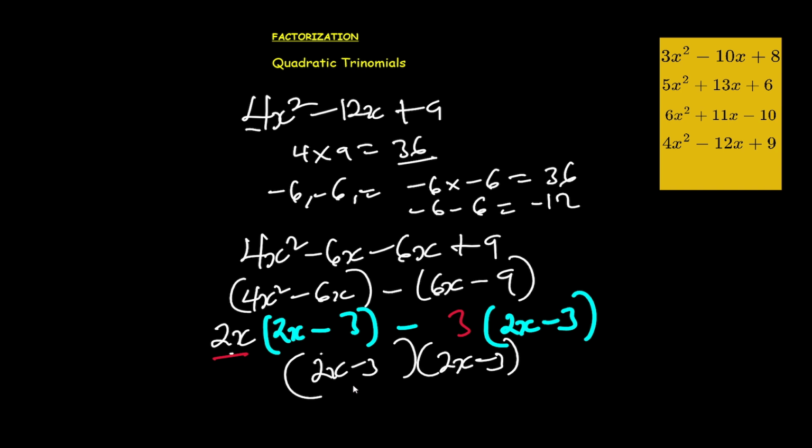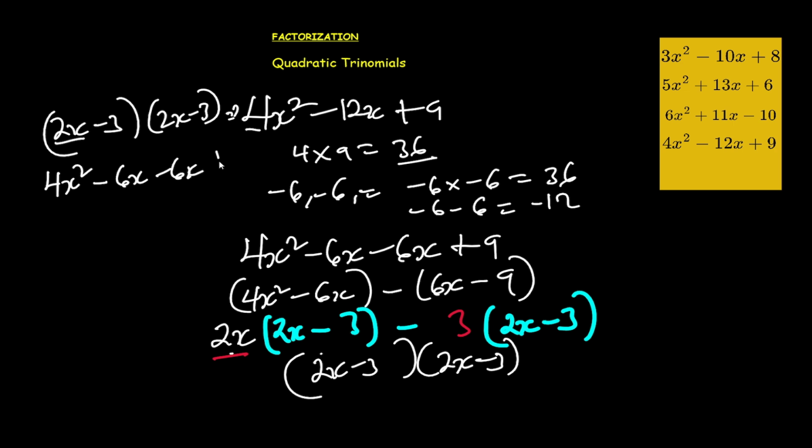Now let's prove whether our answer is correct. 2x minus 3 multiplied by 2x minus 3. We want to expand our final answer to see whether we are going to get 4x squared minus 12x plus 9. So 2x times 2x will give you 4x squared, and then 2x times negative 3 will give you negative 6x here, negative 6x here, and positive 9. 4x squared, negative 6x minus 6x will give you negative 12x plus 9. So when you compare, when you expanded our answer, you got the same expression.